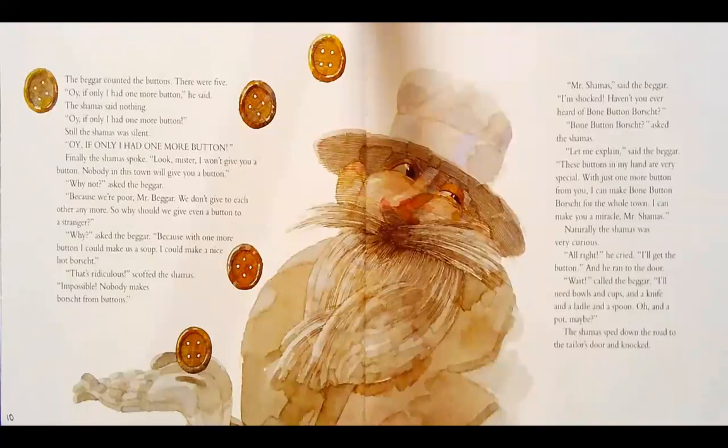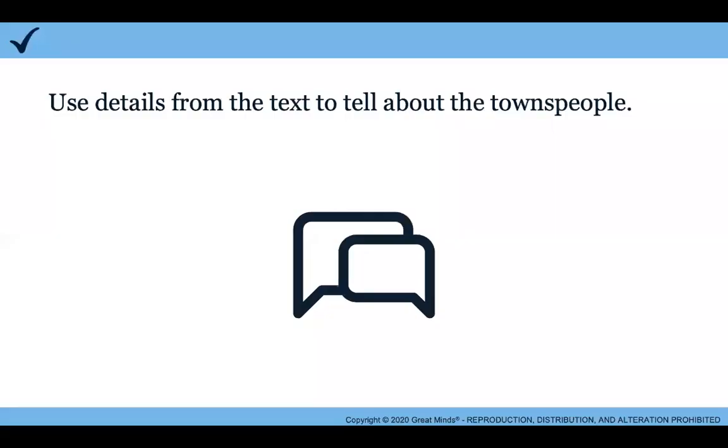"Why?" asked the beggar. "Because with one more button, I could make us a soup. I could make us a nice, hot borscht." "That's ridiculous," scoffed the shaman. "Impossible. Nobody makes borscht from buttons."